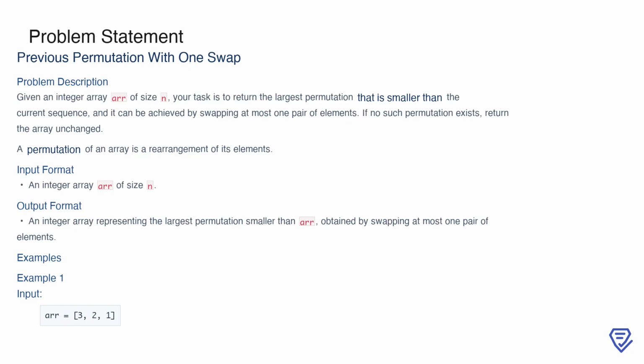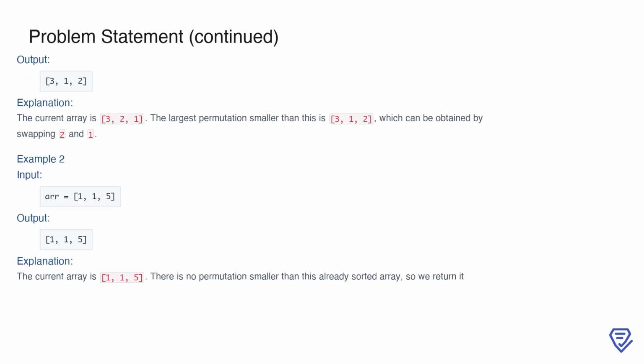Here, a permutation refers to any rearrangement of the elements in the array. For the input format, you're given an integer array, and for the output, you need to return the resulting integer array that meets the criteria we just discussed. To make this clearer, let's look at some examples.